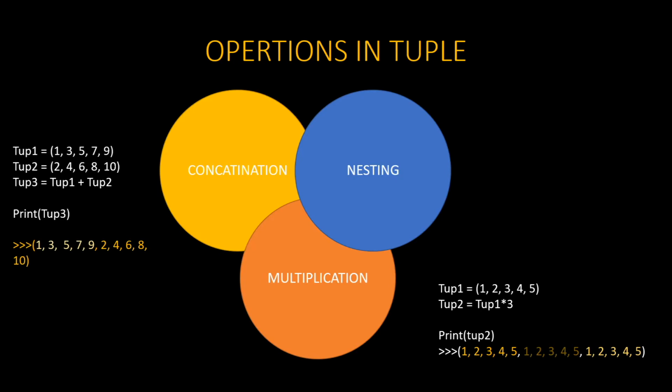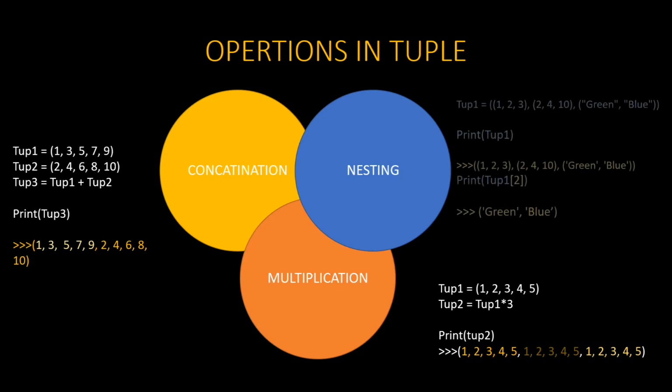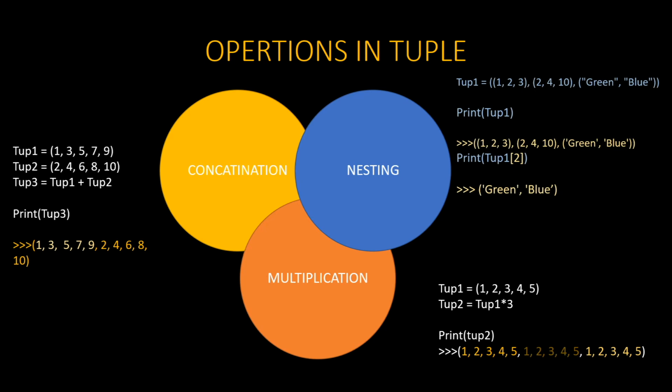Let's take an example of nesting. Nesting is nothing but a tuple within a tuple, or a list within a list. As you can see in the example, tube 1 is a tuple, and in this tuple we have three items, or three tuples. First is 1, 2, 3, second is 2, 4, 10 and third is green and blue. When you print tube 1, it will give an output like this.